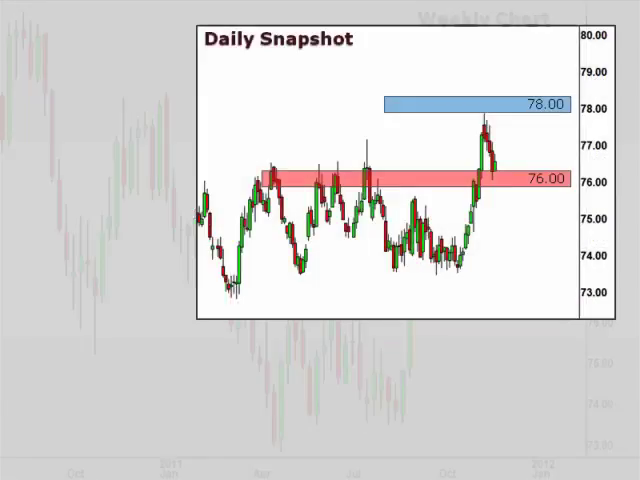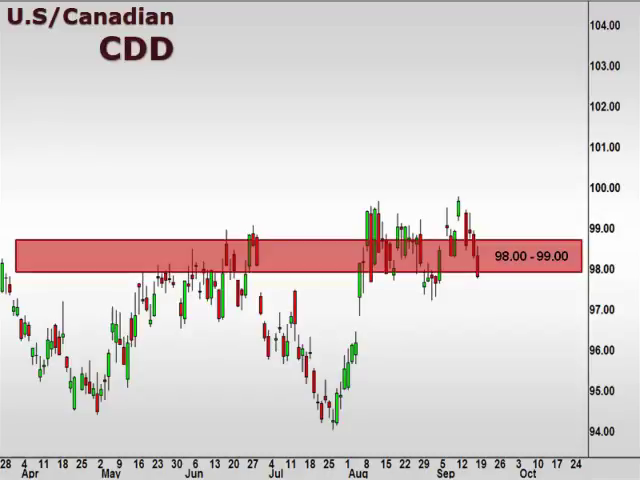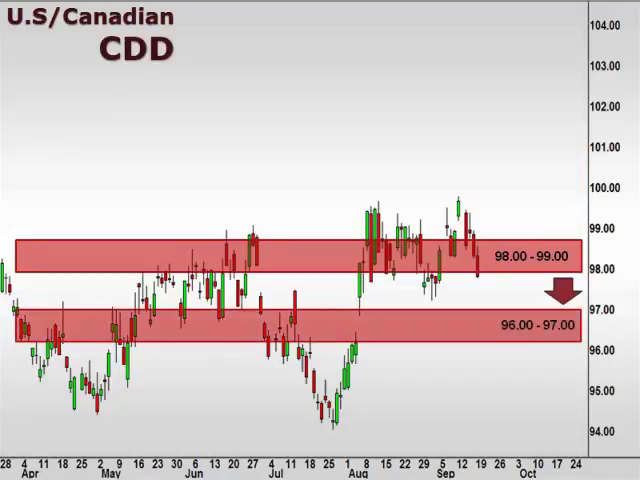Quick look at the daily chart here reflects the important role that 76 plays as support and the overhead resistance sitting at 78. Let's take a look at the CDD, the US versus the Canadian dollar. Well, the CDD closed last week with a test of the bottom range of our support zone sitting at 98. A bounce is likely to revisit the 100-101 focal zone. However, failure to hold 98 opens the window for a retracement down towards 96.